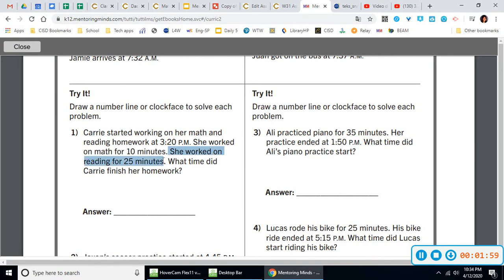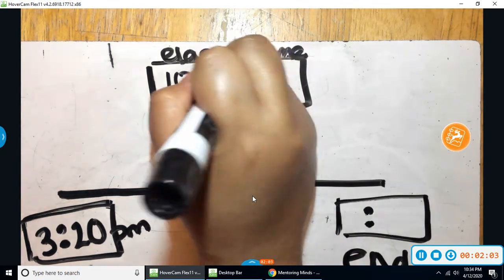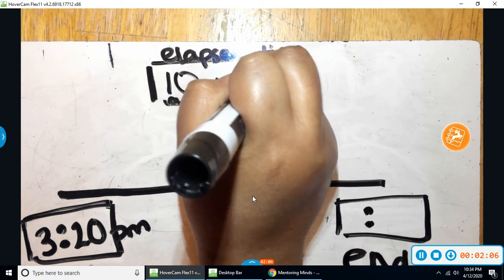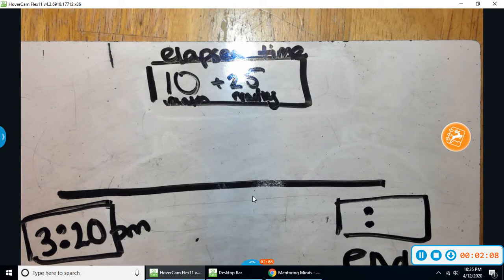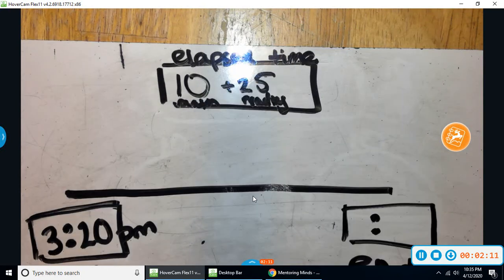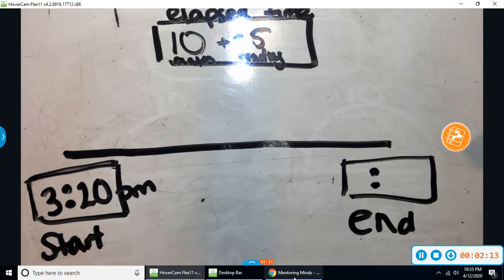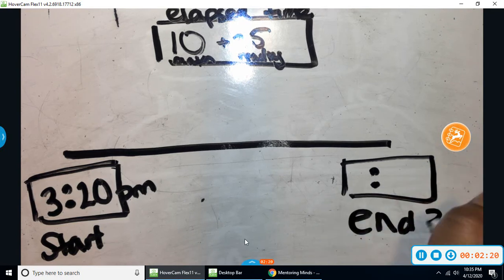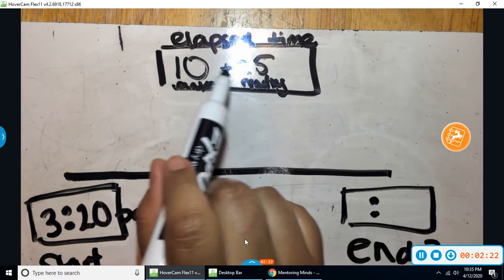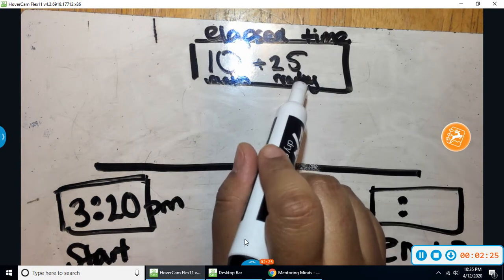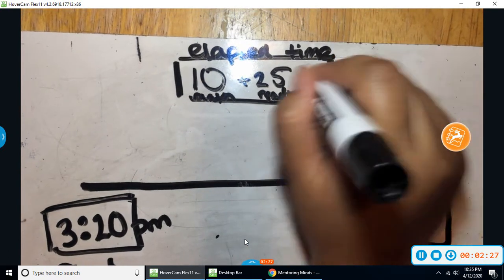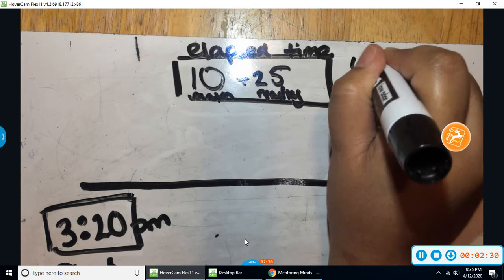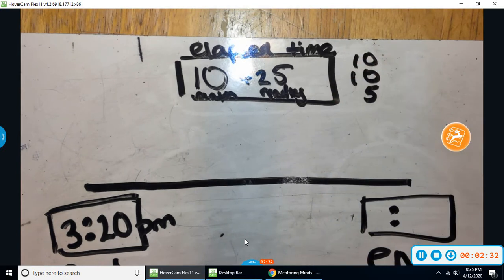She worked on reading for 25 minutes. So reading. So my total elapsed time is 35 minutes. Okay. And what is the time that she finished? So finish is a synonym for end. So this is what we're looking for. Okay, so I have 10 minutes and 25 minutes. Right, so I know that I'm going to break the 25 down into 10, 10, and 5.